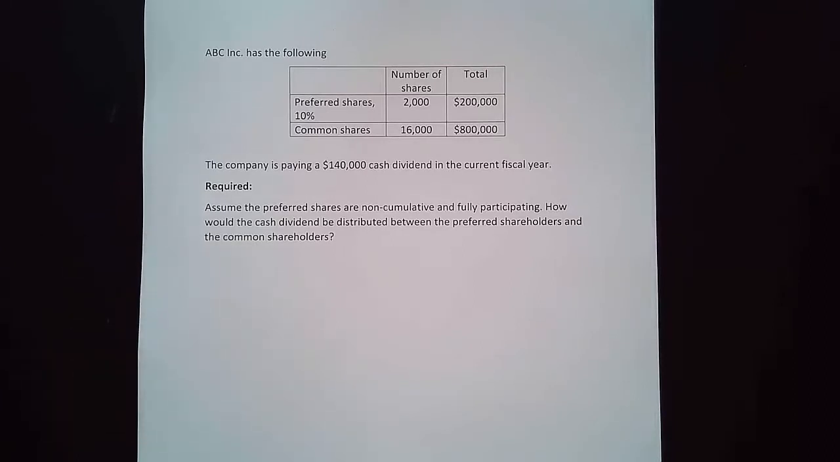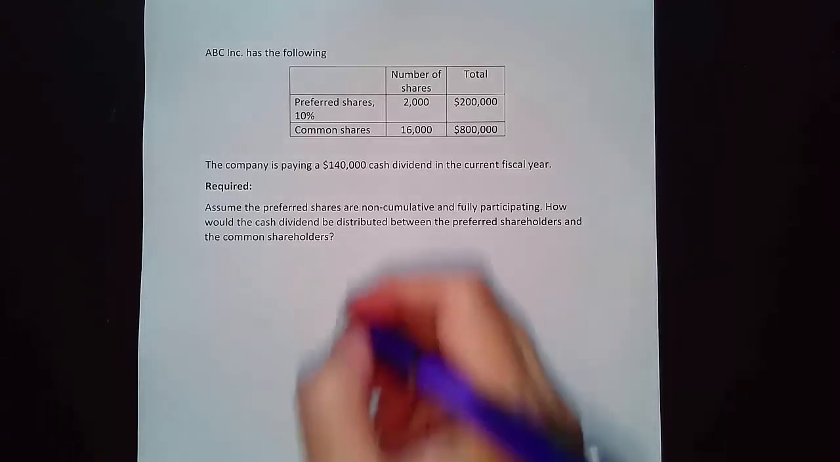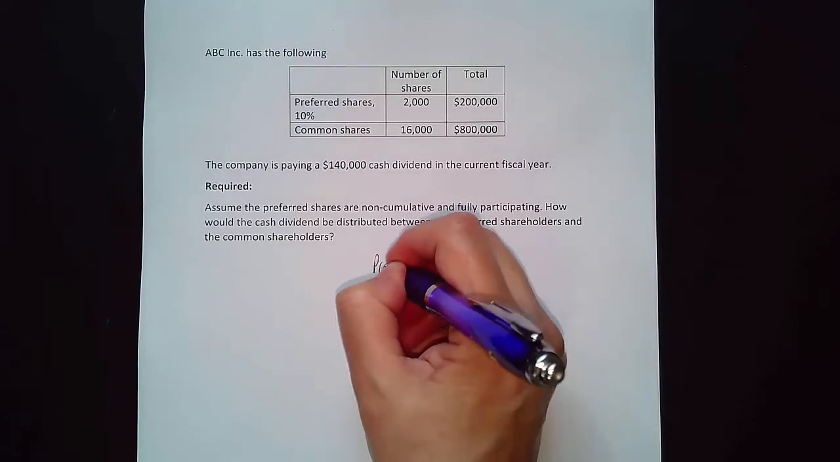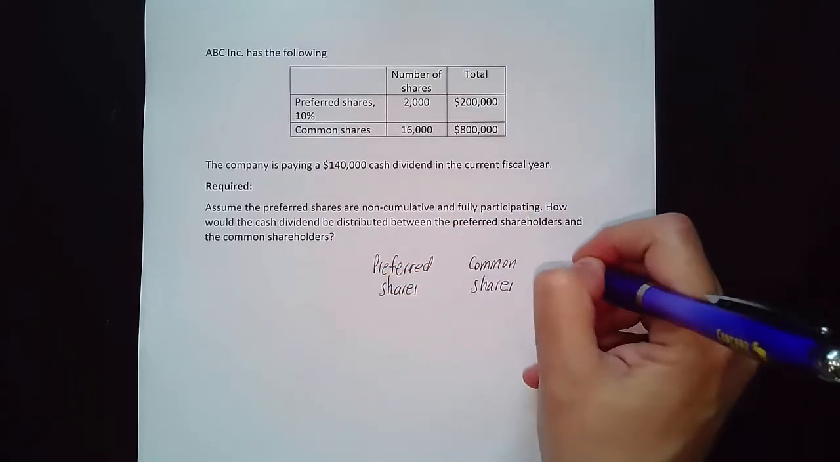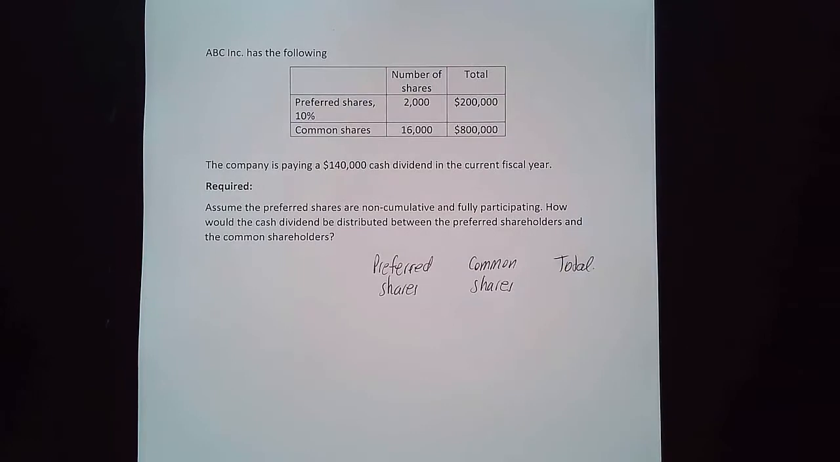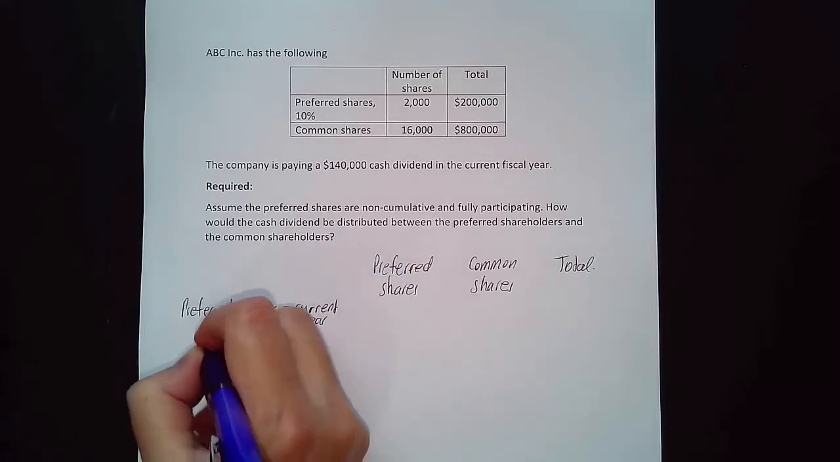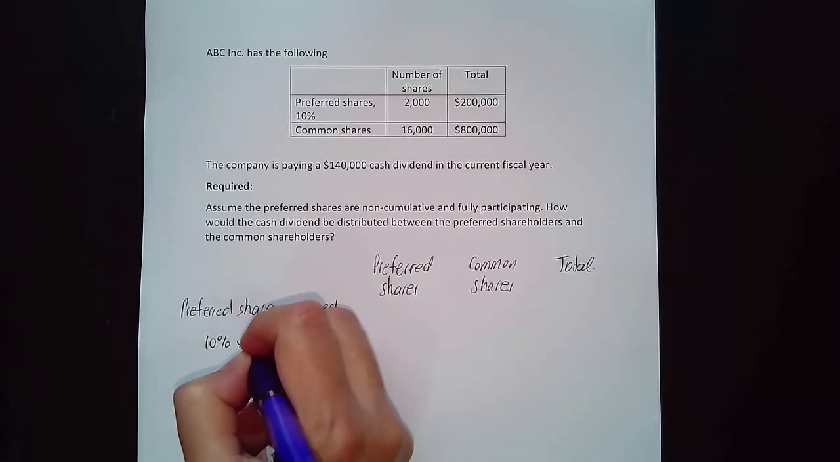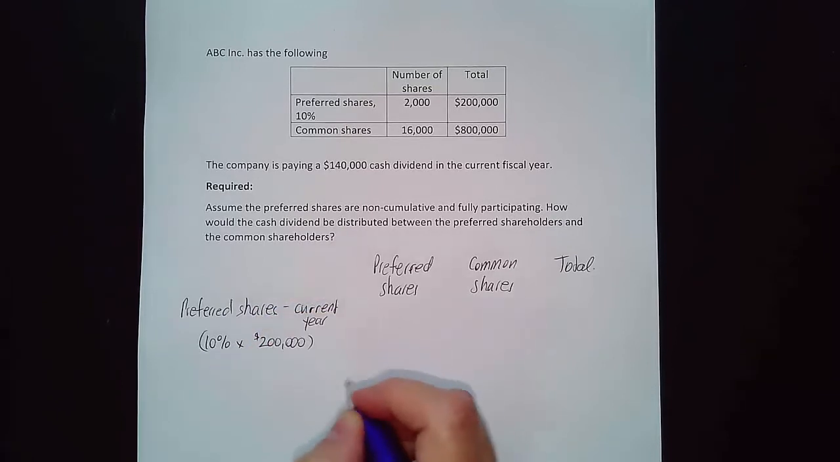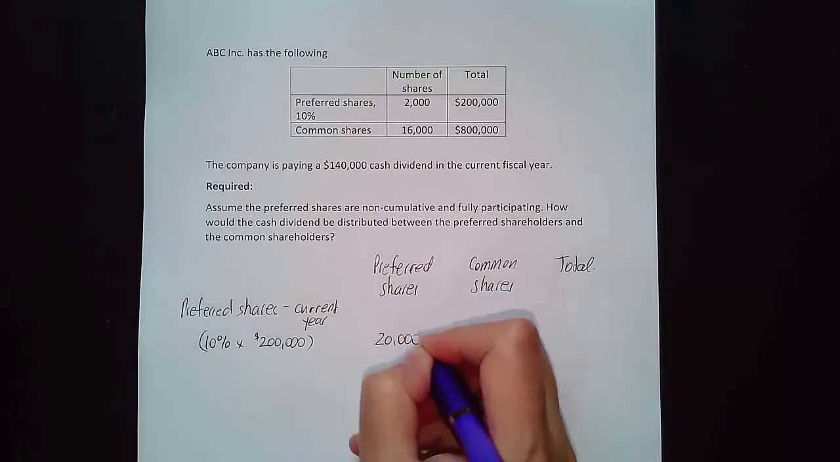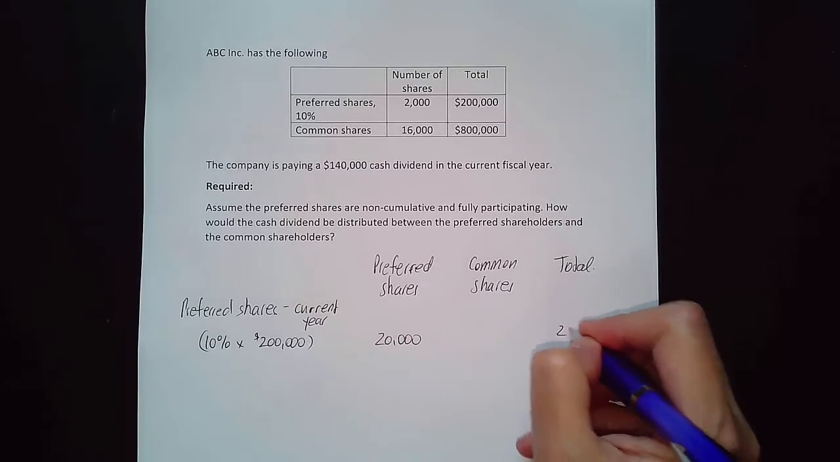Let's do the example so you see how it works. Let's create a chart. We've got a column for the preferred shares and a column for the common shares, and then we have a total column. Now the first thing we're going to do is pay the preferred shareholders their current year's dividends. That's going to be 10% multiplied by the carrying value of the preferred shares, which is 200,000. That's 20,000 going under the preferred share column and the total column.